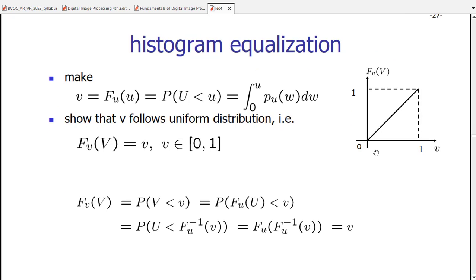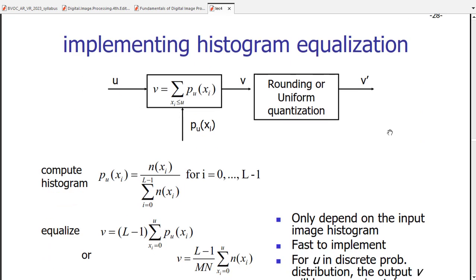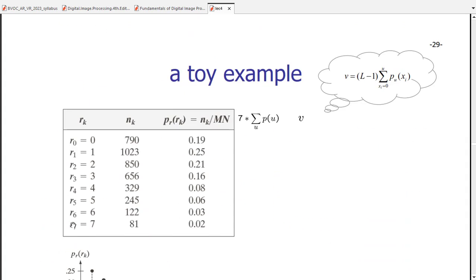Histogram equalization is normally a uniform distribution. We use a function F_V of V, capital V. Normally that is uniform under this level of V, 0 to 1. So implementing histogram equalization depends on U, the processing value, and then V is a rounding or uniform quantization, V dash, the output. So compute the histogram, then equalize, and then round the output.